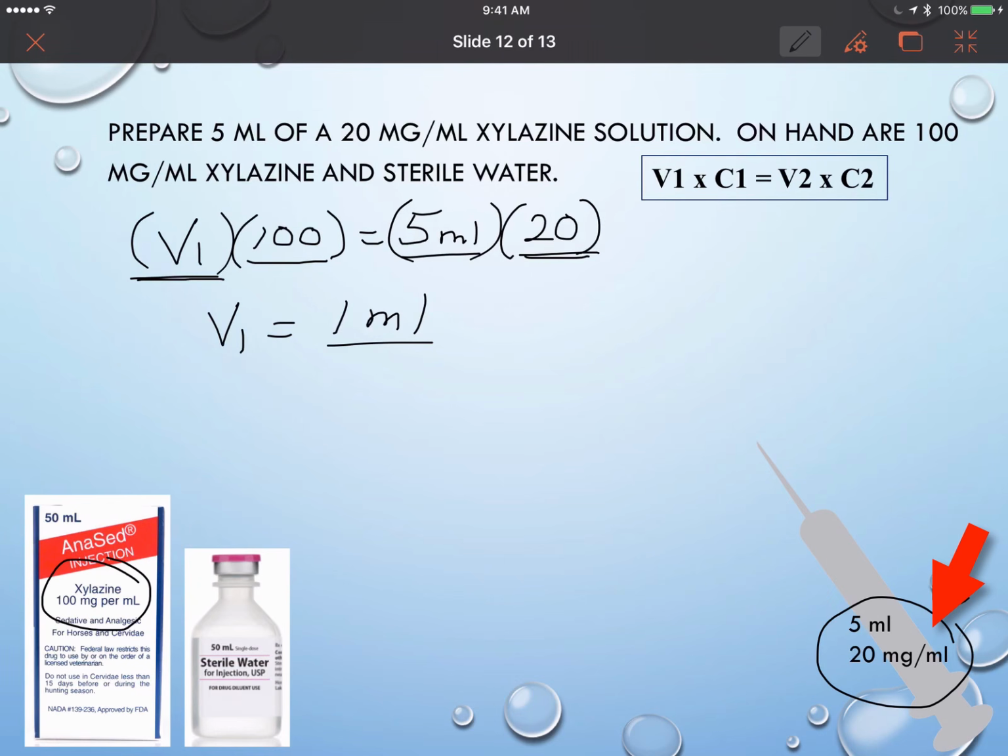Notice I didn't write the units after the 100 and the 20. They're both the same. As long as they're the same, you don't have to write them out. You don't have to cancel or convert anything. Solving for your unknown, which is V1, this comes out to 1 mil.